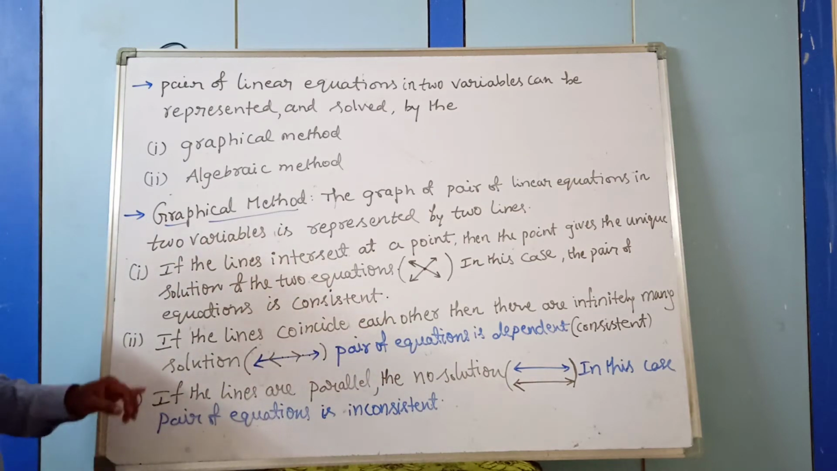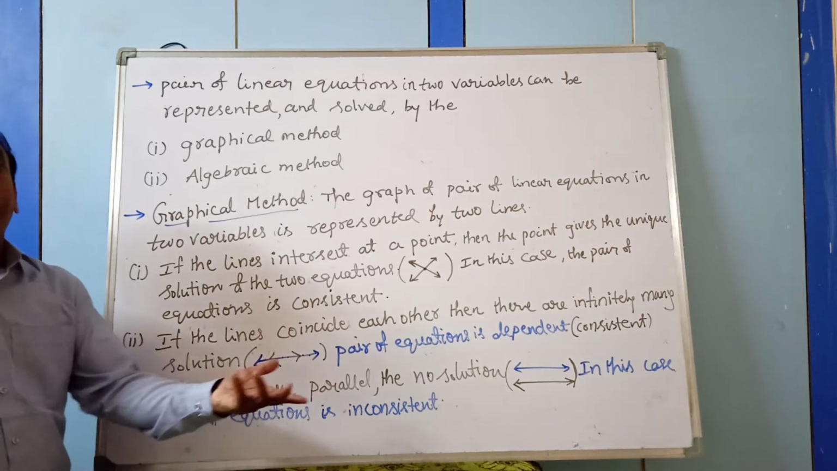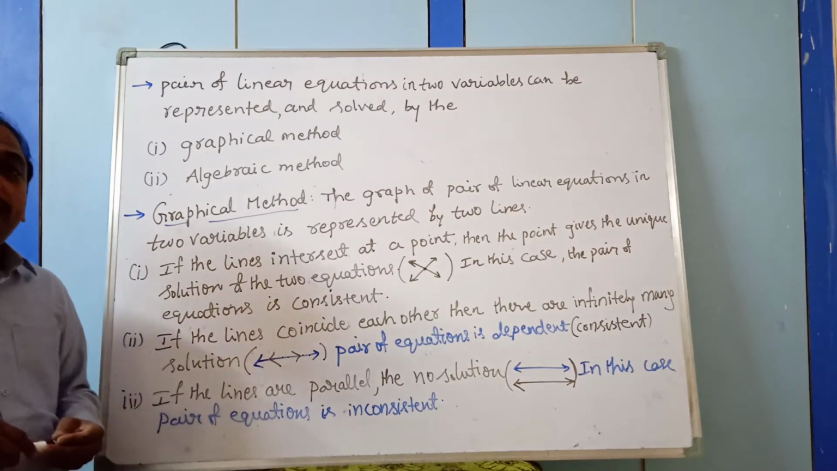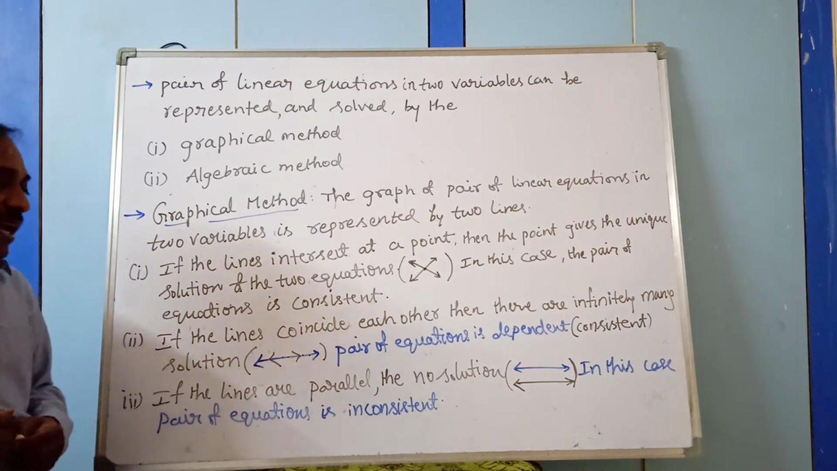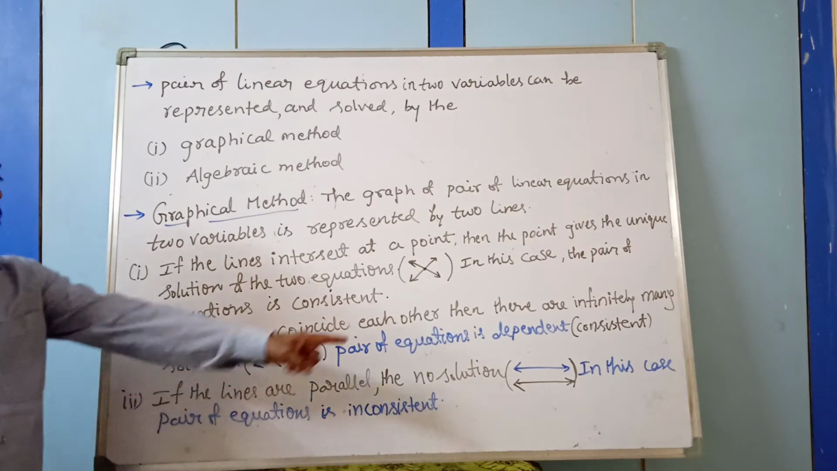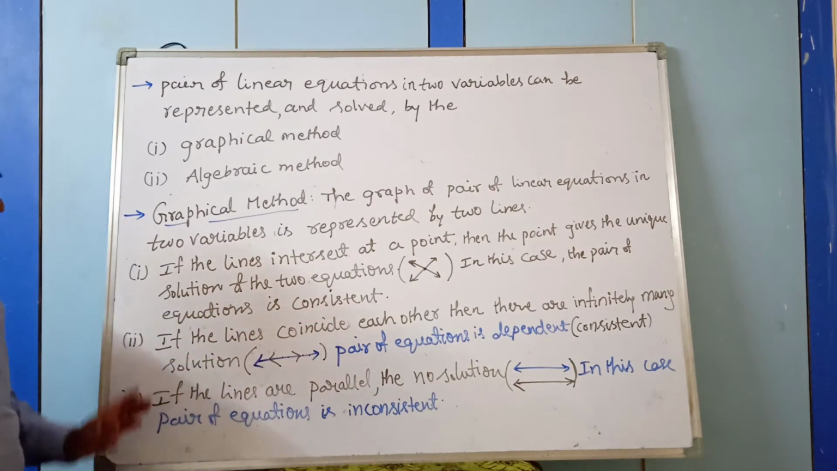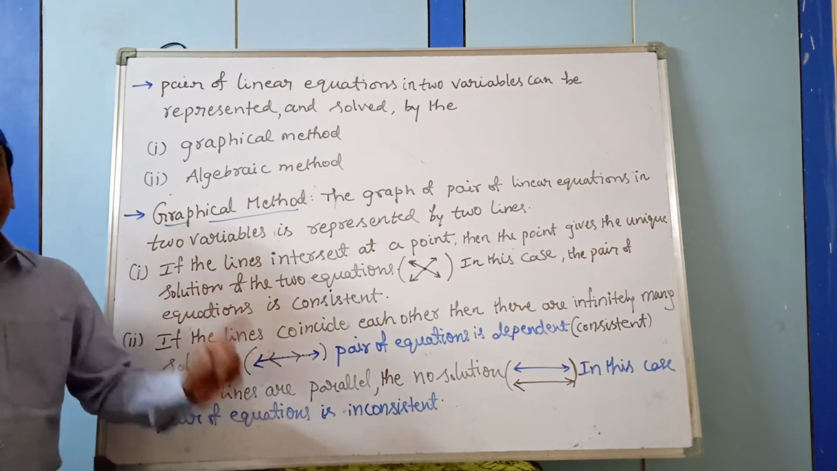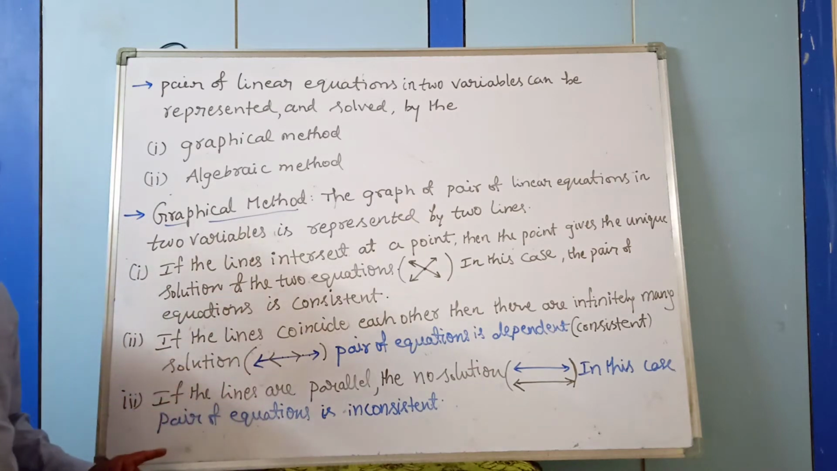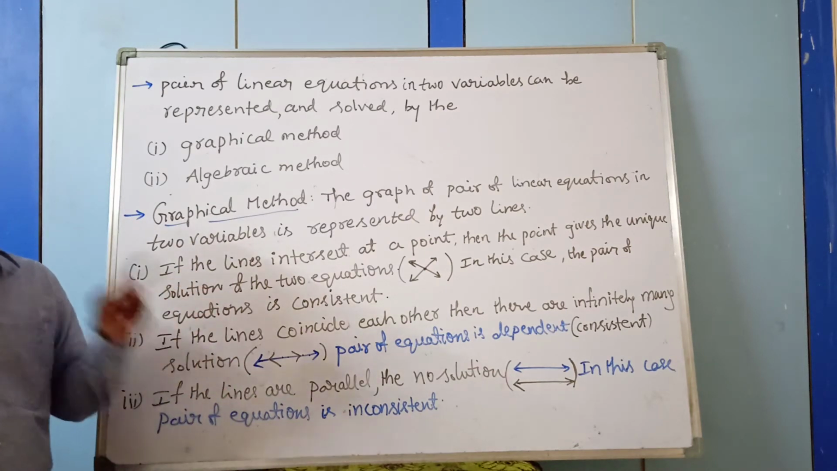Now the third one, if the lines are parallel, then there will not be any solution because they do not meet anywhere. So in this case we say that the pair of equations is inconsistent.